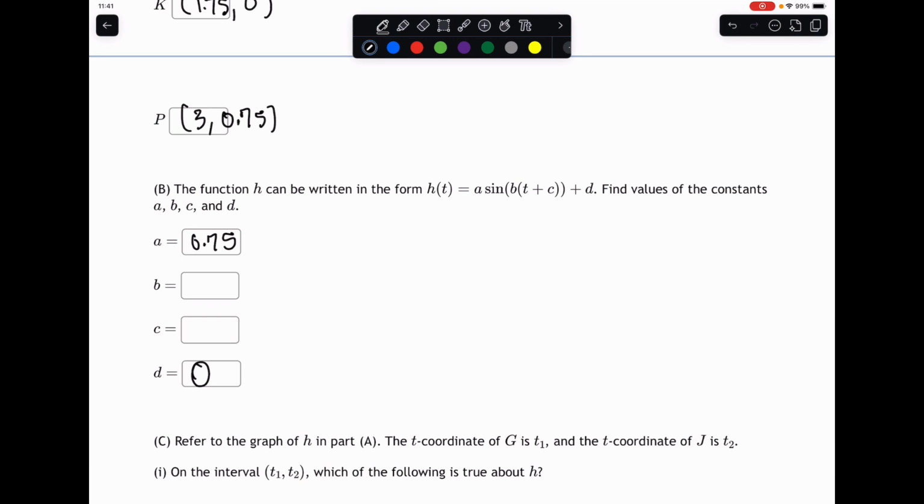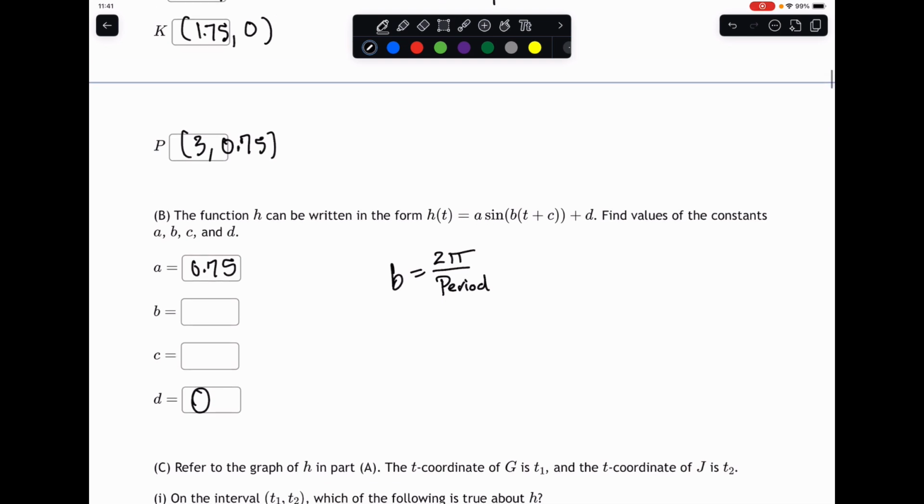So the value of A is this value, and the value of D is equal to 0. Okay. Now for part B, the way we're going to figure out B is by taking 2 pi and dividing it by the period. We determine the period again from part A, that the period was equal to 5 seconds. So that means that B is going to be 2 pi divided by 5 seconds, which just equals 2 pi divided by 5.